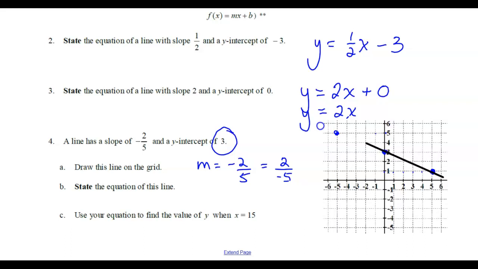Okay, and then put arrows on the end. Because it's not a segment, it's a line. So we're going to consider that it goes on forever. Okay, so you put arrows on the end. So the equation of the line, again, -2/5, that's your slope. So that's your coefficient of x. And then your y-intercept is 3.